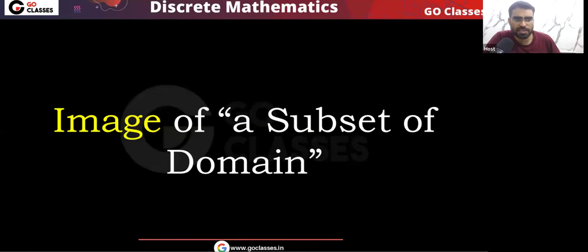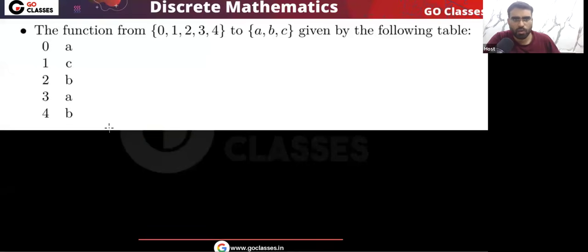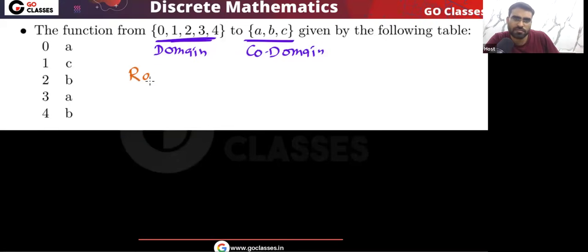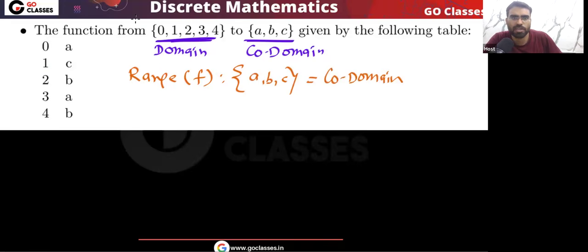Now let's see the next concept, that is image of a subset of a domain. Now we are going to find the image of a subset of the domain. Look at this function, from 0, 1, 2, 3, 4 to A, B, C. So you can see this is the domain and this is the codomain. Anyone want to tell me what is the range of this function f? Tell me. What is the range? You can see 0 is mapping to A, 1 mapping to C, 2 mapping to B. So here the range is basically equal to the codomain, right? Range and codomain here both are the same.